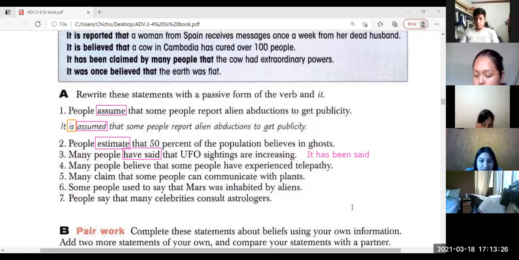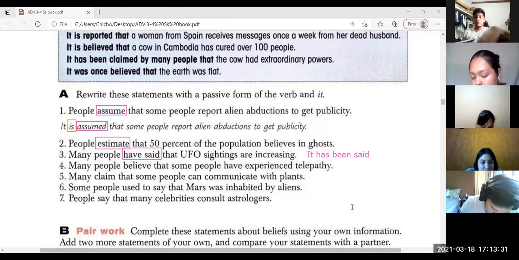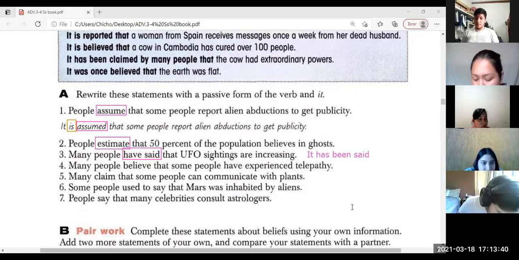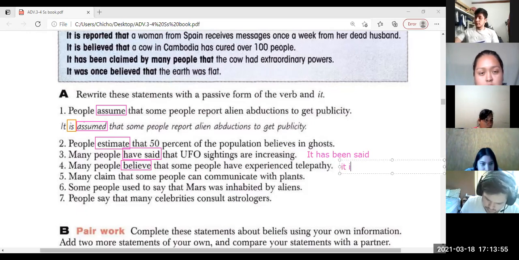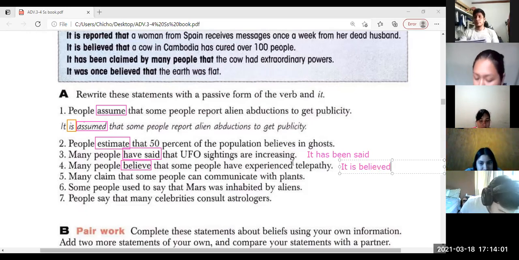Let's go with the next one, please, Carlos. What do you think about number 4? It is believed that some people have experienced telepathy. Okay, so the verb is in the present simple, right? So we say it is believed. It is believed. Okay, don't forget the pronunciation with the ed at the end. It's very important. Believed, experienced.